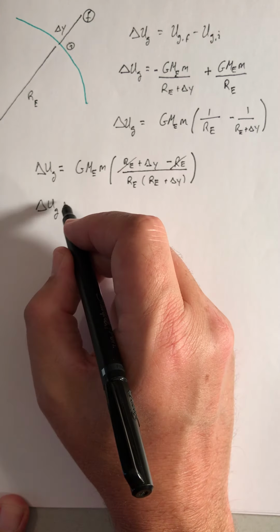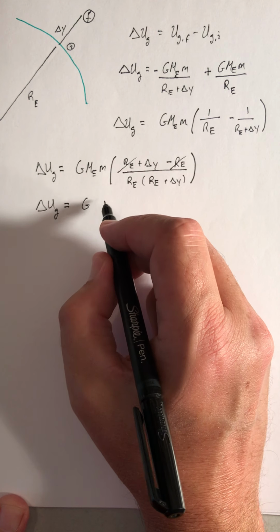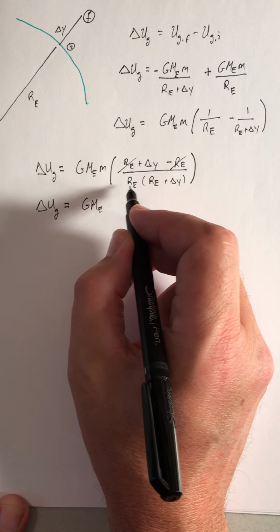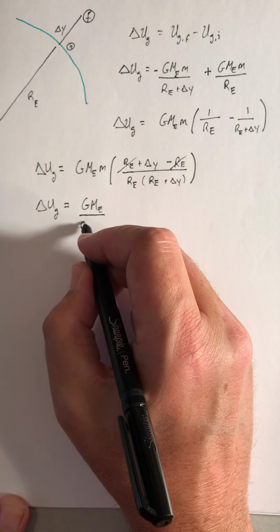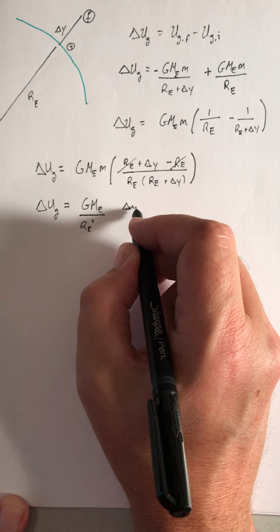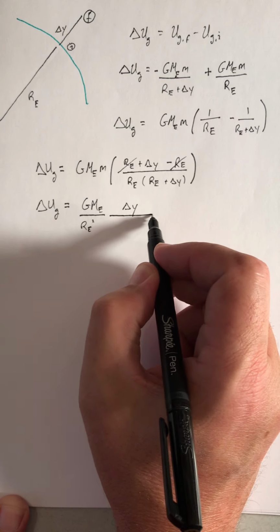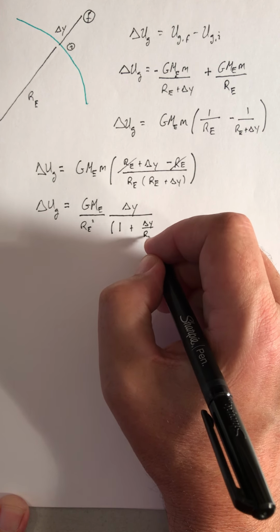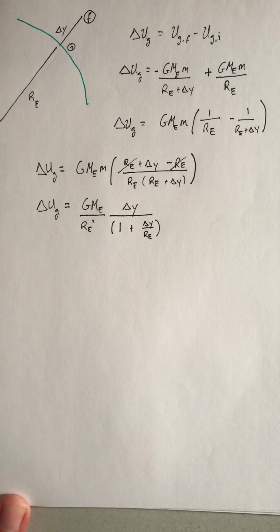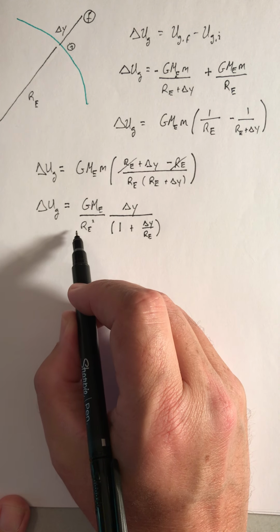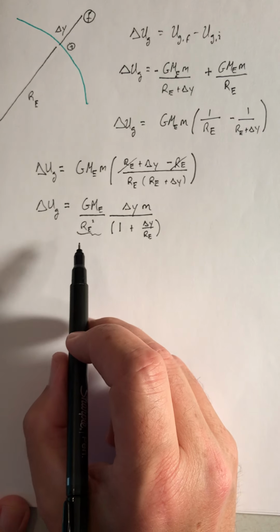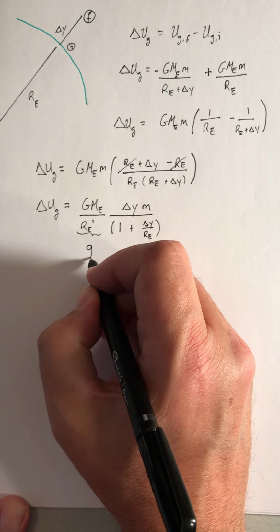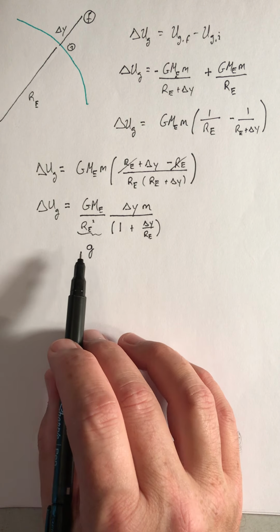The change in gravitational potential energy, I'm going to have universal constant of gravitation, mass of the Earth. I'm going to pull out radius of the Earth squared, and I'm going to have delta y in the numerator. And then since I pulled out the radius of the Earth squared, what I have left in the denominator is a 1, and then a delta y over the radius of the Earth. So this combination, oh, and I got rid of my m, sorry. This combination, universal constant of gravitation, mass of the Earth over the radius of the Earth squared, that is little g, acceleration due to gravity near the surface of the Earth.